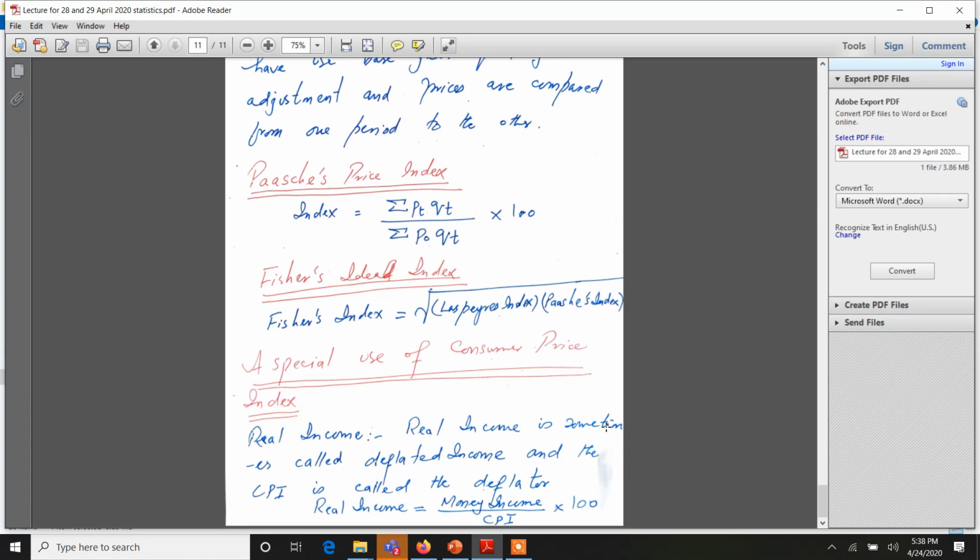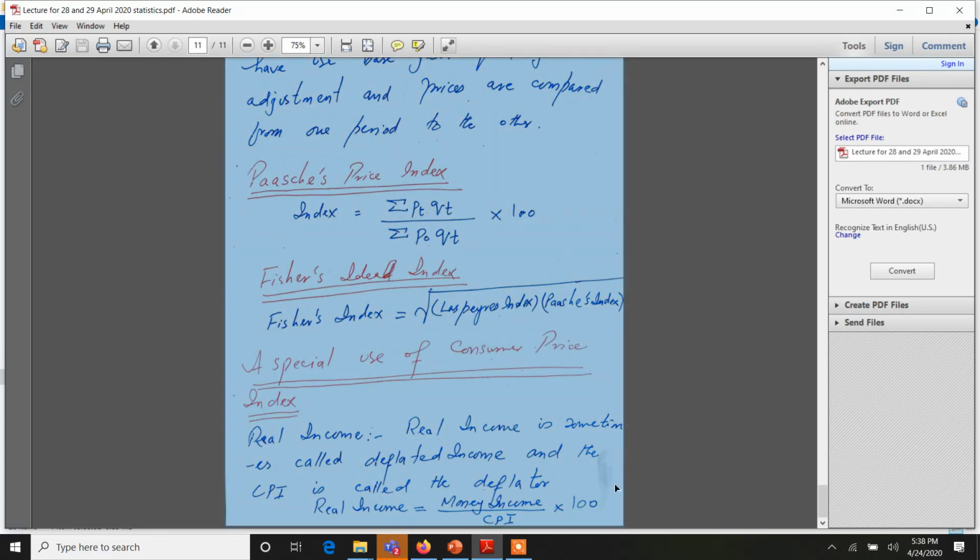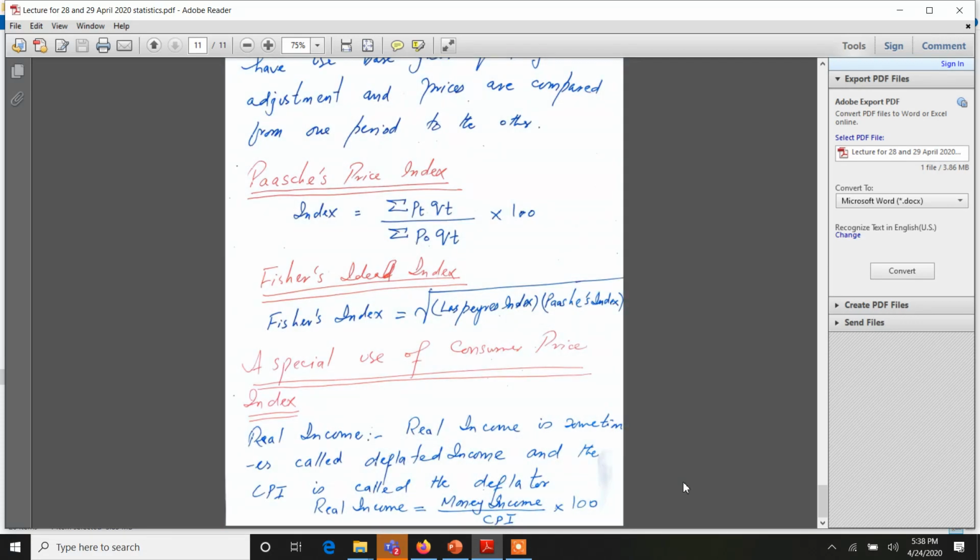Then a special use of the consumer price index is the real income, which is simply money income divided by the consumer price index. That is just a side note, for those students who are in the economics domain, on how index numbers are frequently used in the arguments often discussed in economics.